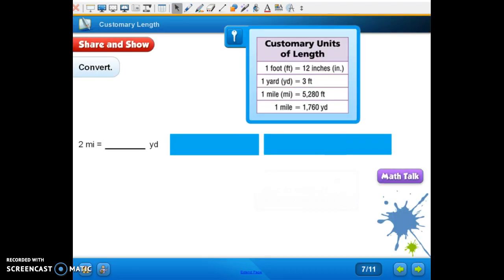Okay, this is Share and Show, page 407. This is problem number 1 at the top. It says convert 2 miles to yards. How many yards are in 1 mile? 1,760. Are we going to divide or multiply? Multiply. So 1,760 times 2. You should get 3,520. Please remember to put your comma in there.